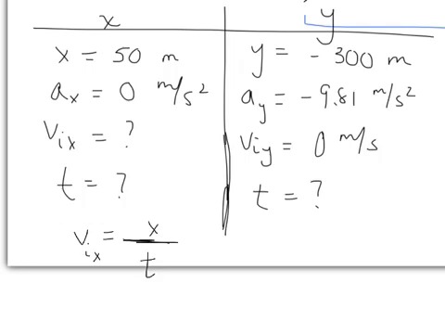But here's the problem. Can I find V bar or Vix, whatever I call it? Why can't I find it? I've got x, but I don't have time. So what might I do? Use equations to find time. Yeah, go to this side now and figure out time on this side and then do what with it? Slide it on over to the left.